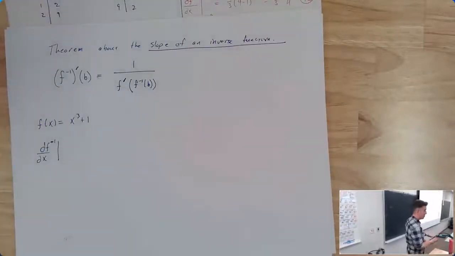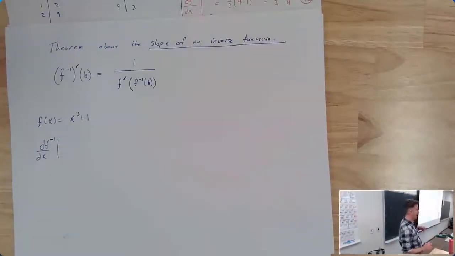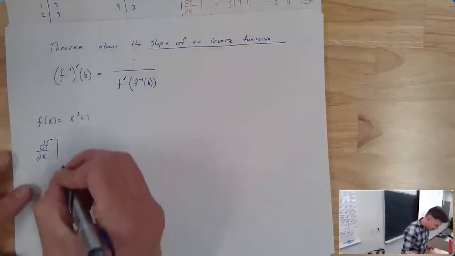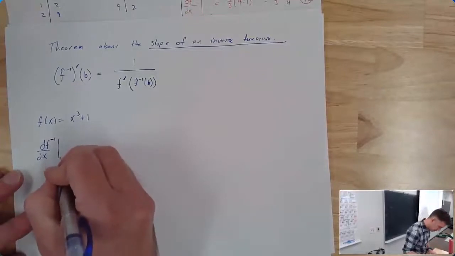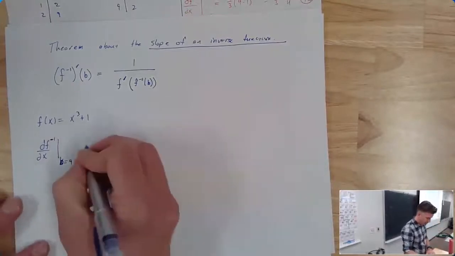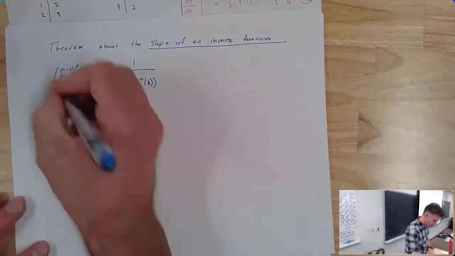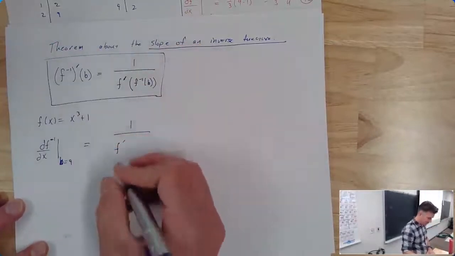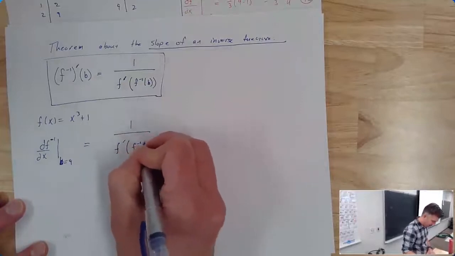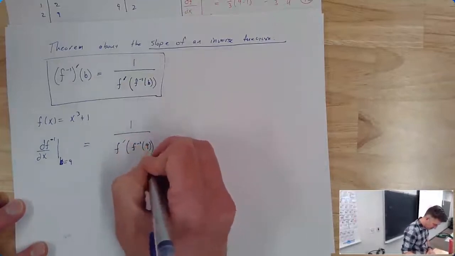But seriously, let's pretend they said, okay, James, here's your function. I'm not going to tell you what the inverse is. Find the derivative of the inverse at x equals 9. Or maybe b equals 9 is a better way, right? Because writing x, I feel like it's confusing. So here's how it's going to work. It's going to be 1 over the derivative of f evaluated at f inverse of 9.